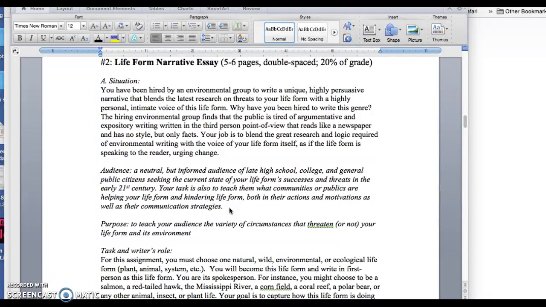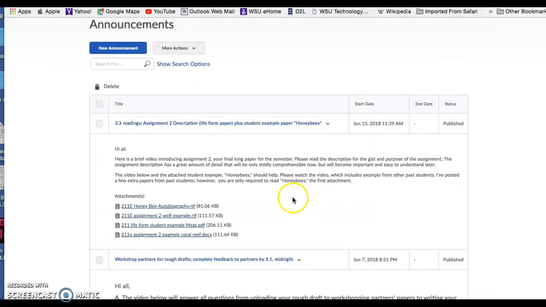I will refer to it as the life form paper. That'll be the easy way to think of it. Although it's fairly narrative, you do have a number of examples on D2L. I've put them up there. And there they are. The honeybee is the main one. It has great examples of both the style, all the literary devices and rhetorical devices you can use, and how you might want to incorporate scientific research and historical research into a voice for this paper. And I have a few other examples as well that I've put up that are also strong examples.